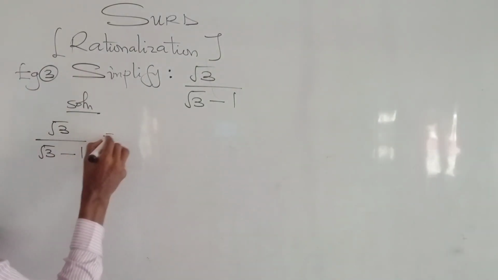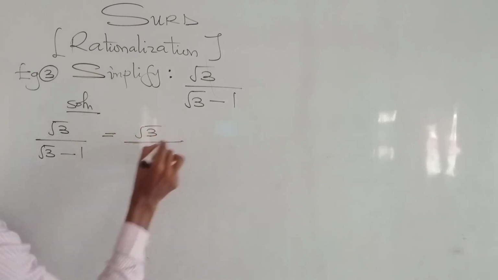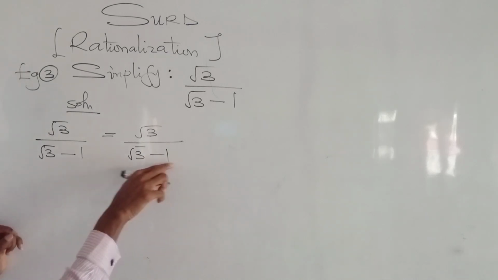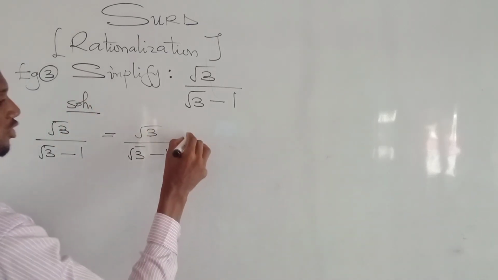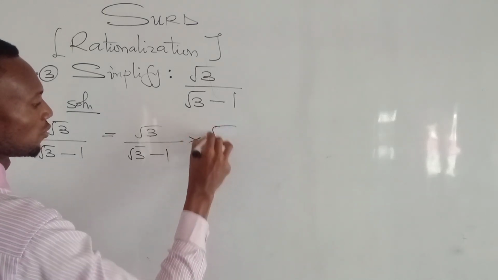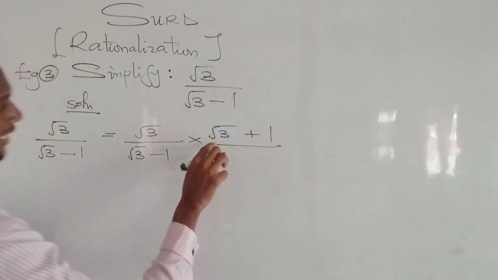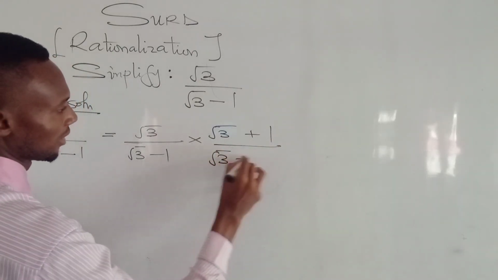So I'm going to write my equal sign, then I'm going to repeat my root 3 over root 3 minus 1, and the conjugate of this, root 3 minus 1, is going to be root 3 plus 1. So you are going to multiply both the numerator and the denominator by root 3 plus 1.